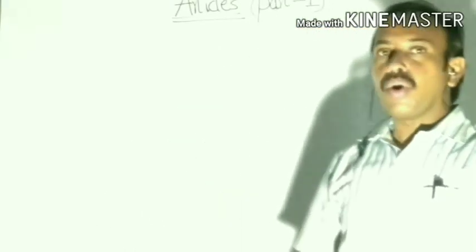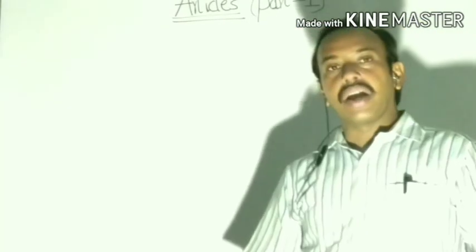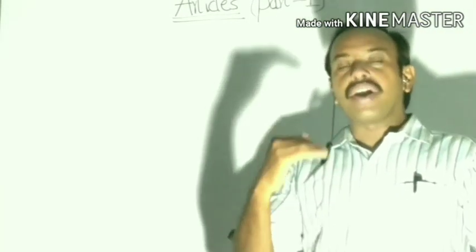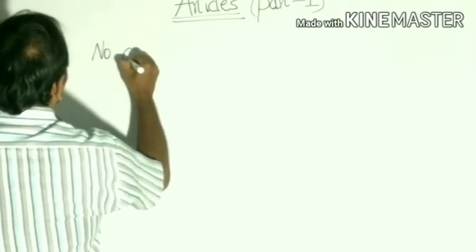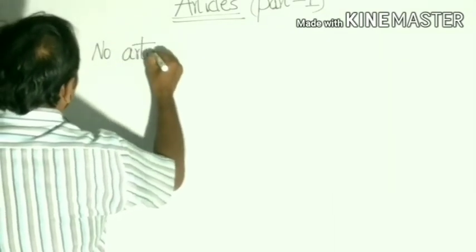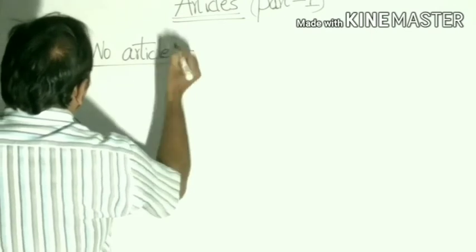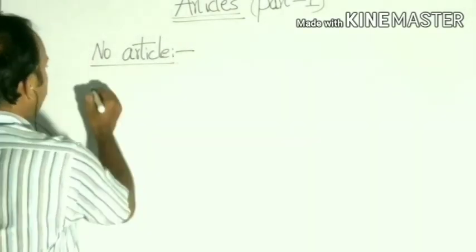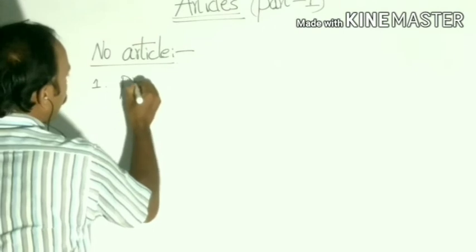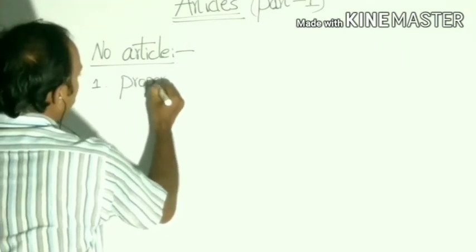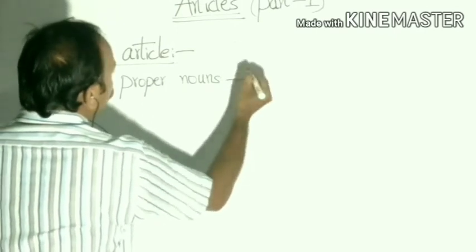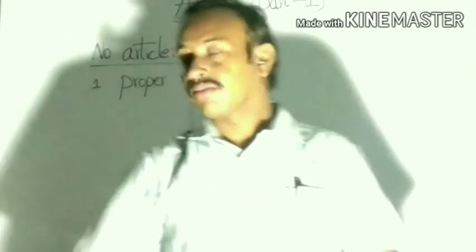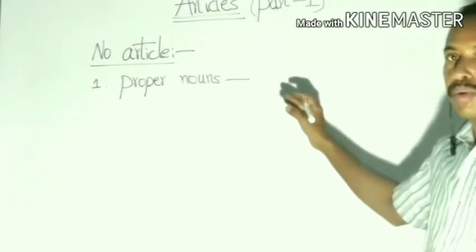Next one, no article. In the same video, I am going to teach when you should not use any article. So this is called no article. First one, before proper nouns, don't use any article. What are the examples for proper nouns?